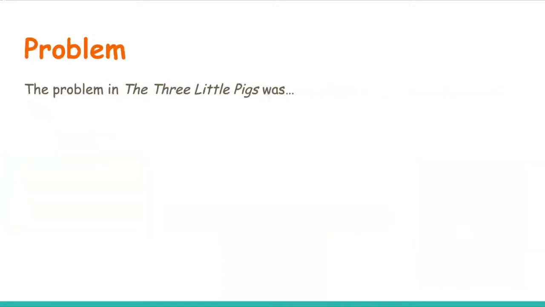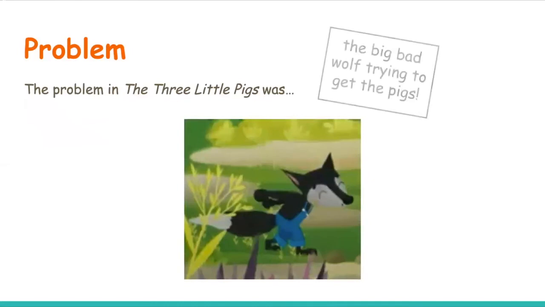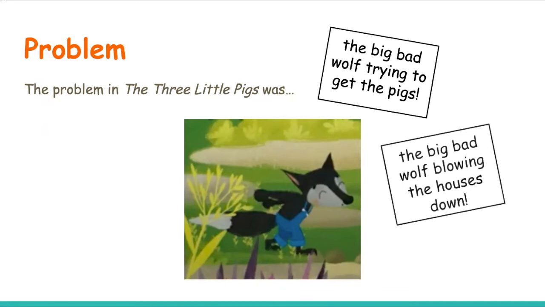So, what was the problem? The problem in the Three Little Pigs was the big bad wolf was trying to get the pigs. He wanted the pigs, and he kept blowing the houses down. The big bad wolf was blowing the houses down.